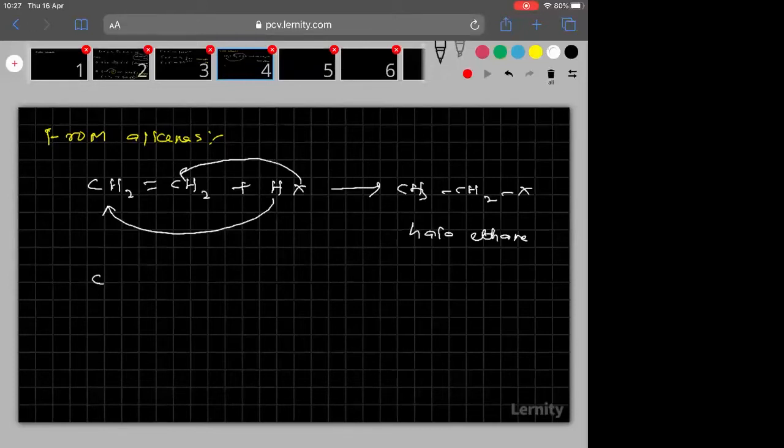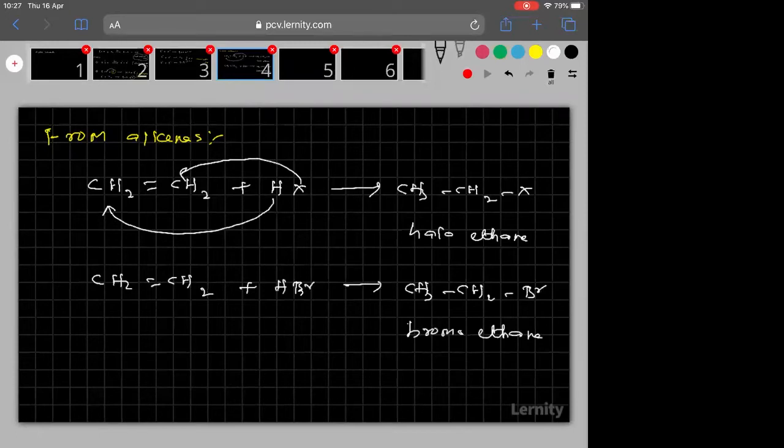Now here, if I take one example, see clearly, CH2 double bonded CH2, when treated with HBr, then what is the product formed here? CH3CH2Br. So what is the name of this product here? The name of this product is bromoethane. Hope it is clear to everyone. But this is the symmetrical alkene.